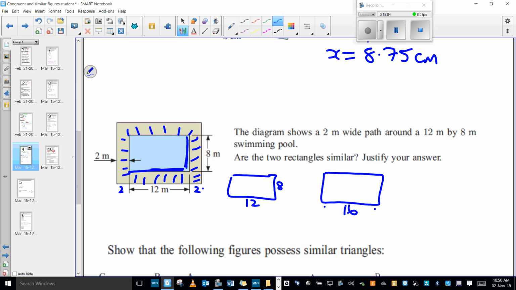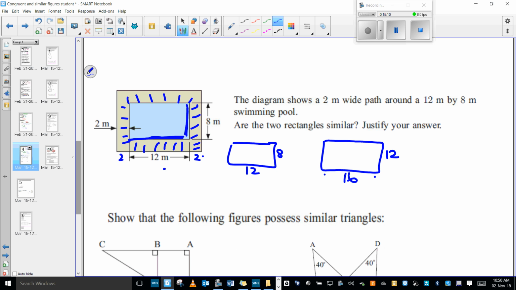So we have to decide if they are similar. So we would say, is 12 over 8 equal to 16 over 12? What's 12 over 8? Do it on a calc. 1.5? What's 16 over 12? 1.3. Okay, so are they similar? No. They're not equal, so therefore not.